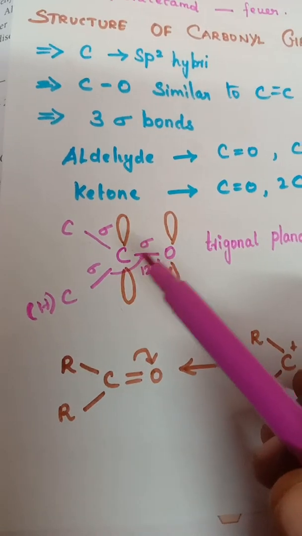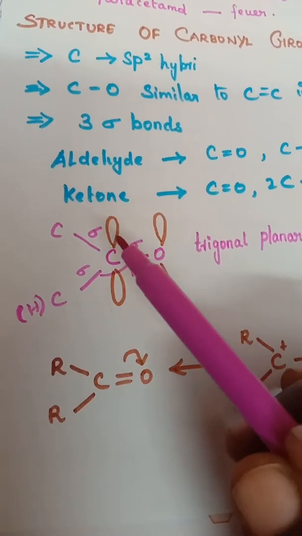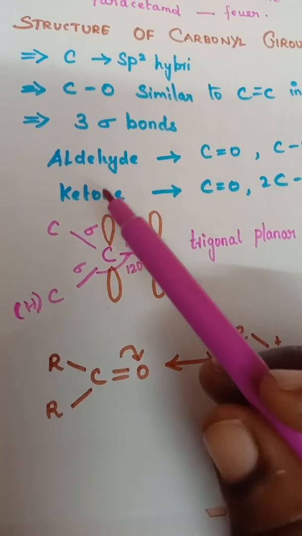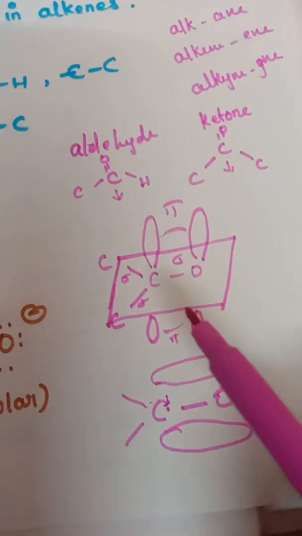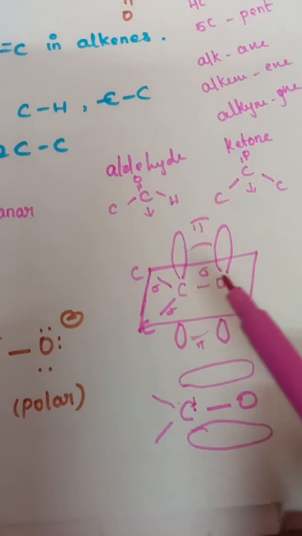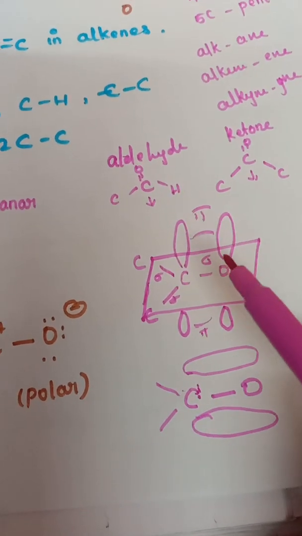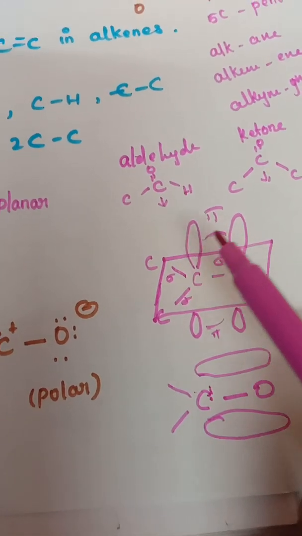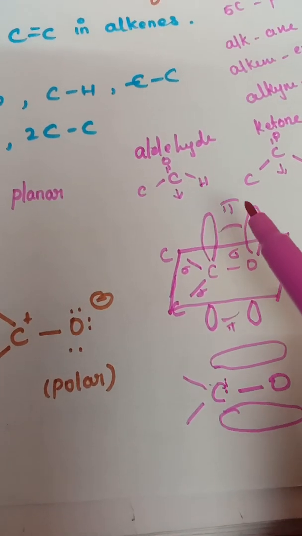Three hybridized orbitals form the sigma bonds, and there will be one unhybridized p orbital present in the carbon. So it occupies the top and the bottom of the plane. I have explained that here. See, it occupies the top and the bottom of the plane. Similarly, the oxygen also has an unhybridized p orbital, so it also occupies the top and the bottom of the plane. So there will be a sideways or lateral overlap between these two p orbitals, and since it is a lateral overlap, you refer to it as pi.